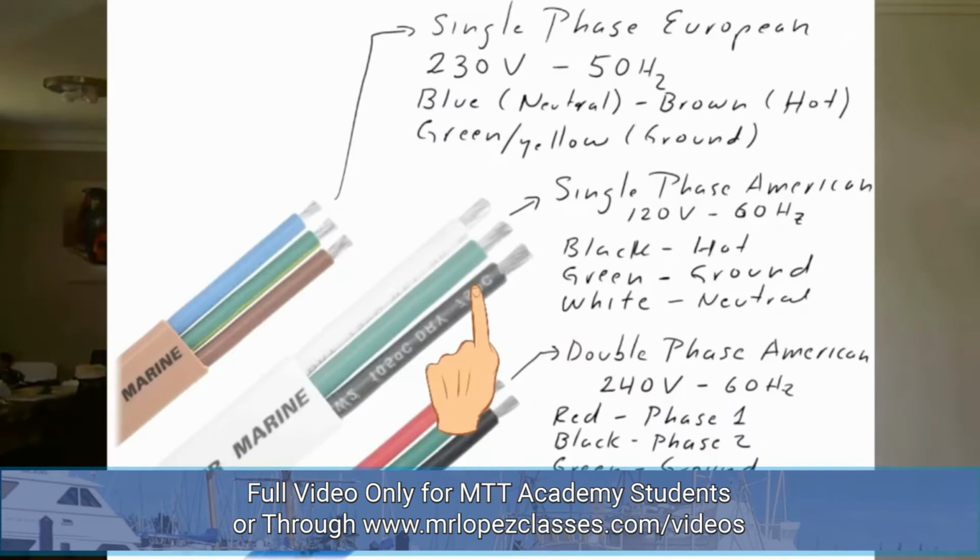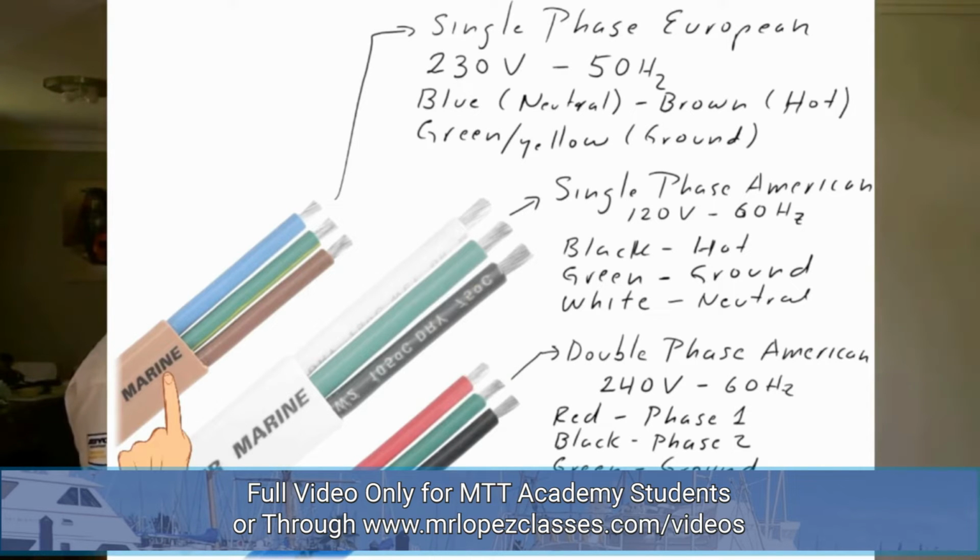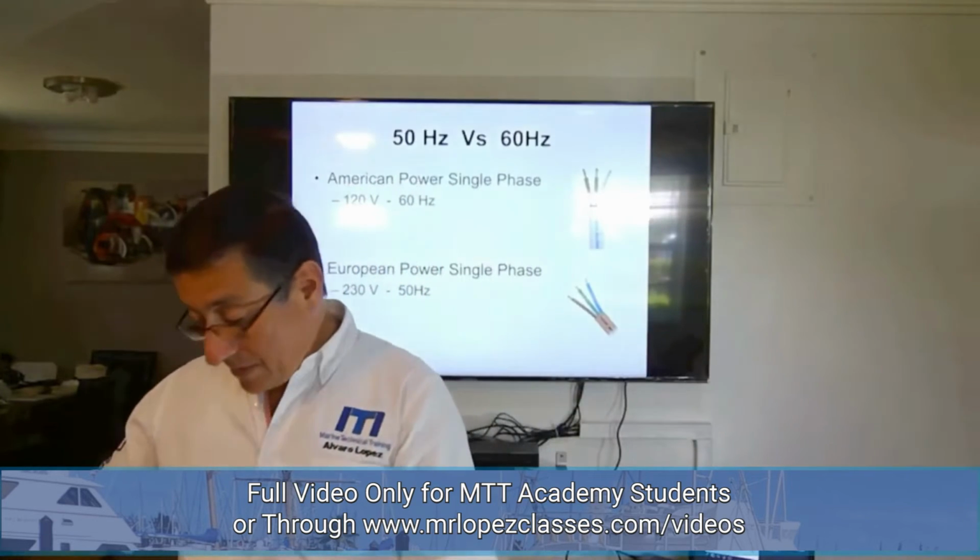The color code, single phase American power is white, green, and black. In single phase European power, I have brown, blue, and green with yellow. For double phase American, I have red, black, and green. What is the difference? The American wires are stranded wires, and they are elastic, not rigid like the wires used in construction. They are not approved for marine application.